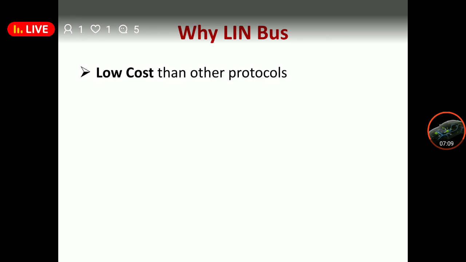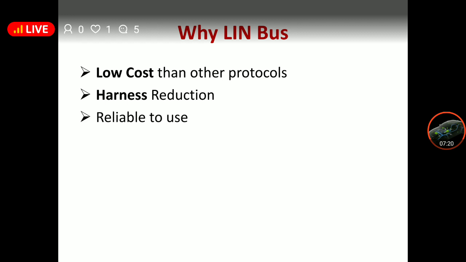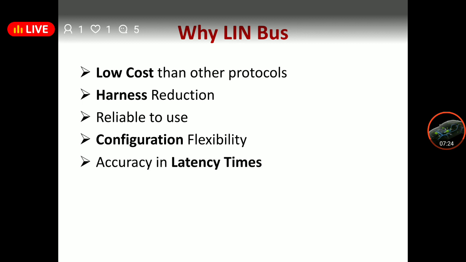And why LIN bus? Although we have Ethernet, although we have CAN, flexible, why do we have to go for a LIN? It's low cost compared to other protocols. It gives harness reduction, it's reliable to use, has configuration flexibility, and accuracy in the latency time. There is a guarantee in latency times, and no protocol license is required.